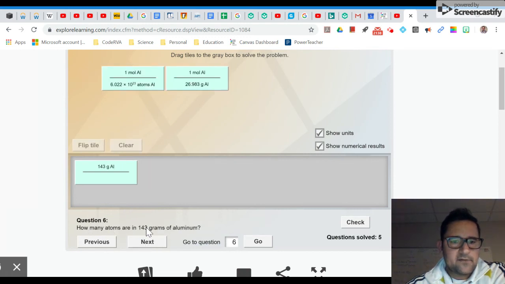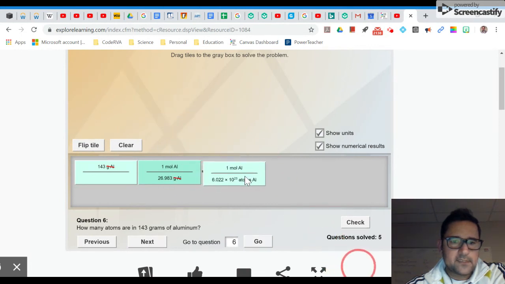All right, question number 6. How many atoms are in 143 grams of aluminum? So we're going from grams to atoms. So grams to atoms, I'll first go from grams to moles. And grams cancels out with grams. This is, remember, I'm using molar mass. And then I'll go from moles to atoms.